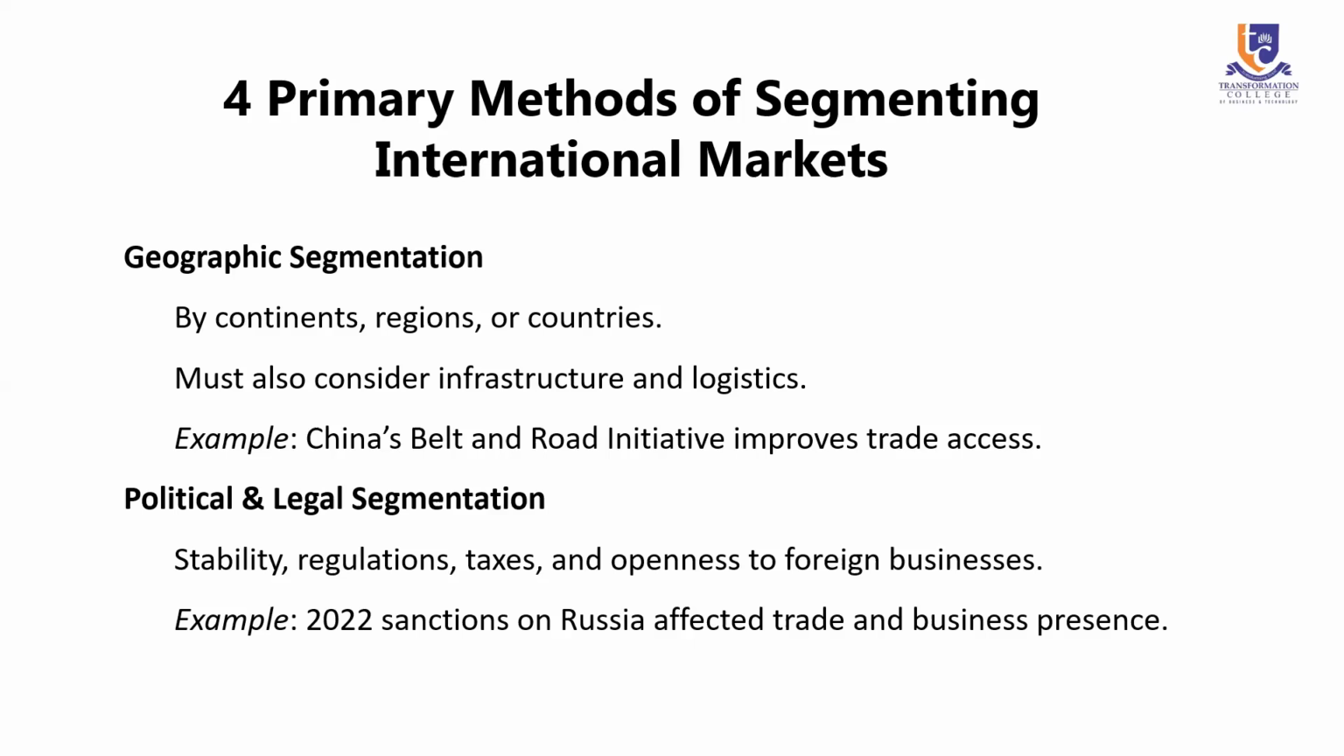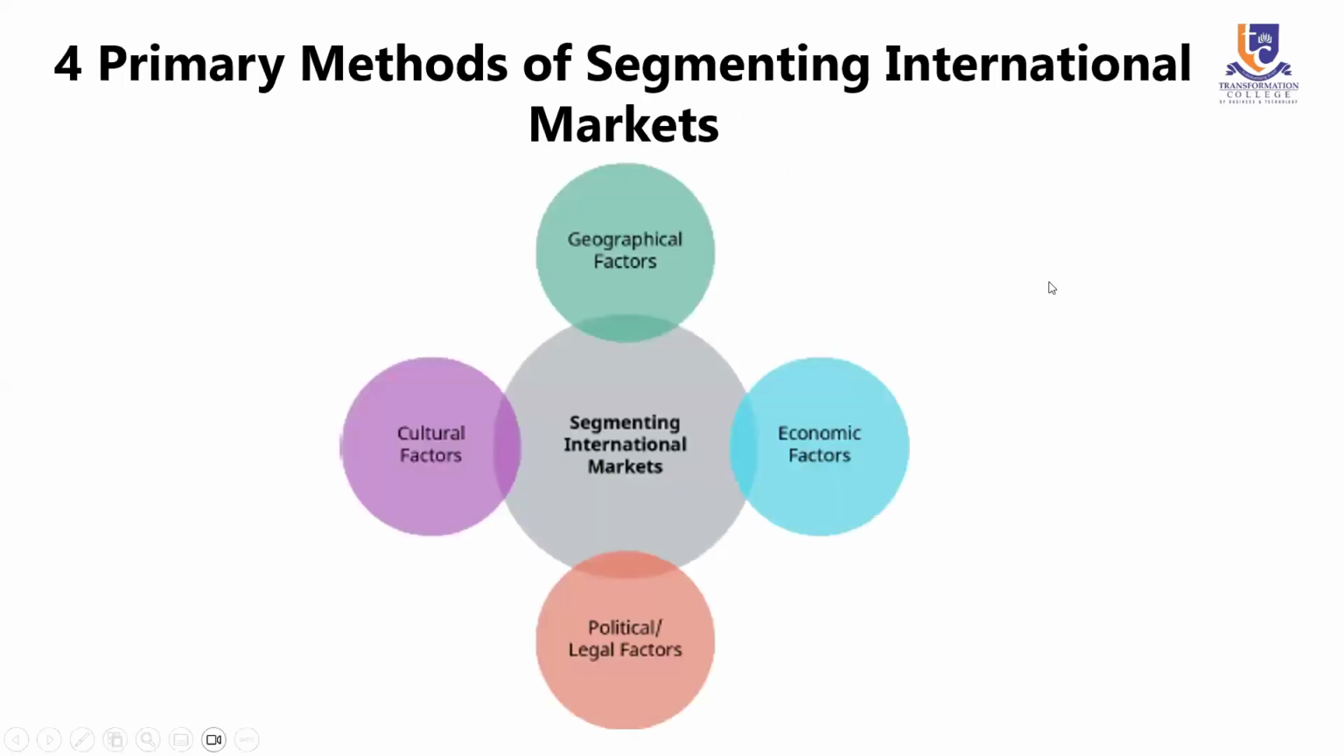So as a business person looking to invest in Nigeria, you have to take all those things into keen consideration. One example is the 2022 sanctions on Russia, which affected trade and business presence. Just one declaration, one speech by Trump, and look at the ripple effect on the economy of Nigeria. This speaks to the various types of segmentation we mentioned.